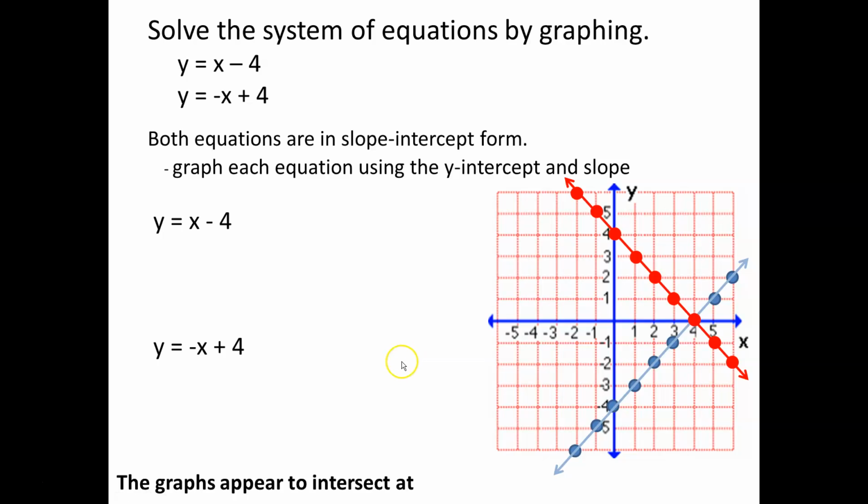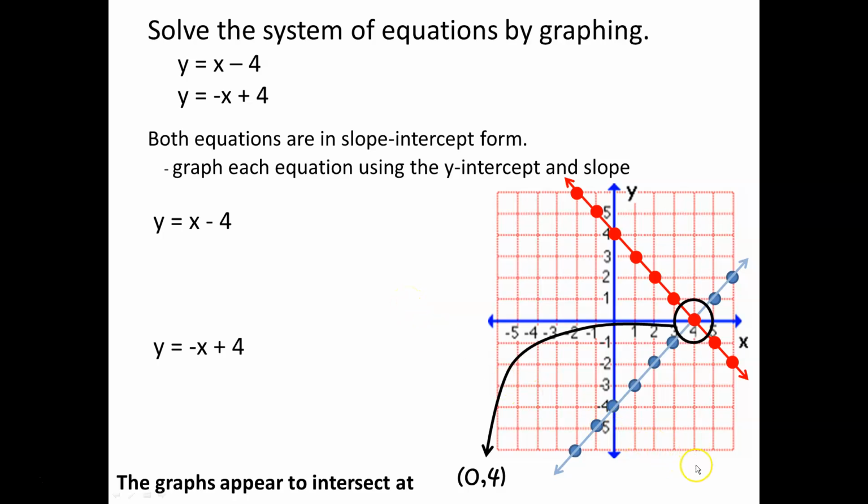Now, the solution is where the two graphs intersect. So right here is your solution to this system of equations, and that point is 0, 4. That's your solution.